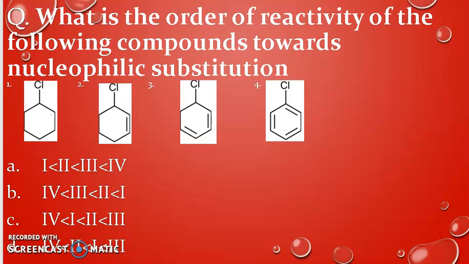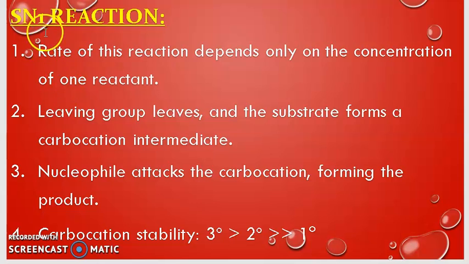So for that we have to know what a nucleophilic substitution reaction is. There are two nucleophilic substitution reactions, SN1 and SN2, as you studied earlier in the 11th standard. This is the SN1 reaction. It is a unimolecular nucleophilic substitution reaction. Why is it called unimolecular? Because the rate of reaction depends only on the concentration of one reactant. It depends on one reactant only, so it is a unimolecular reaction.